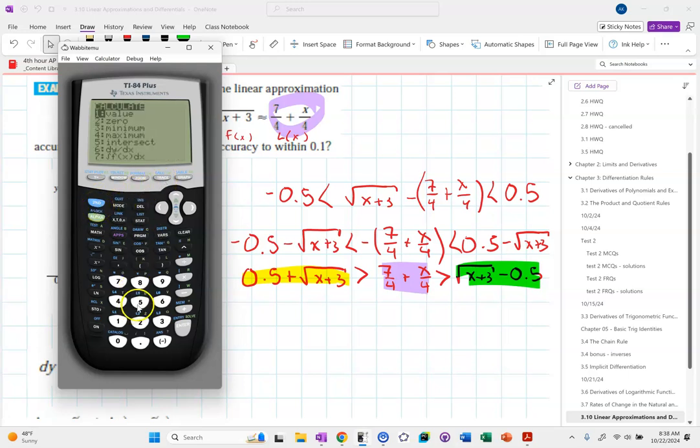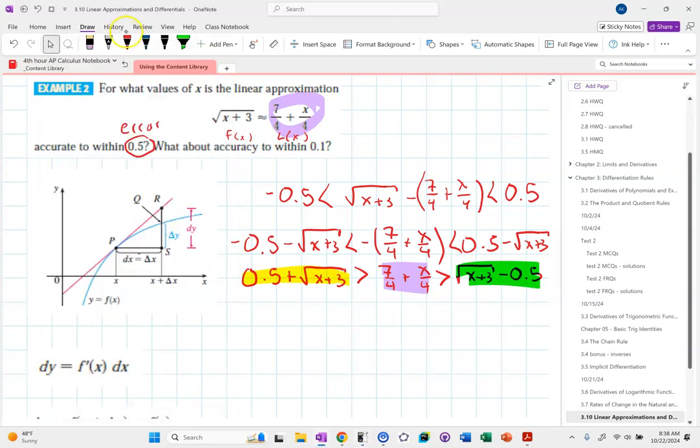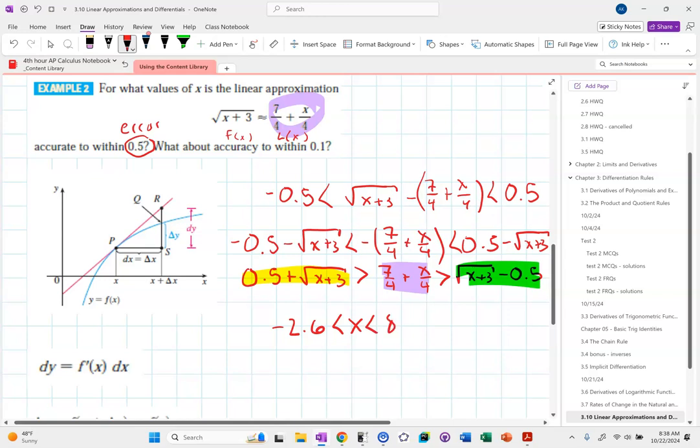I'll do second, trace, intersect command, first curve, second curve, still the same. And I'll scroll on over here, to my second intersection, and press enter. And that other is at 8.65. Again, I want to make sure I'm rounding here to a 10th. So I'm going to round in this direction. So I'm going to round that down to 8.6. So I have then my x needs to be between -2.6 and 8.6.